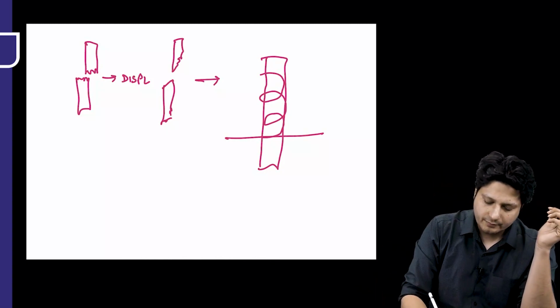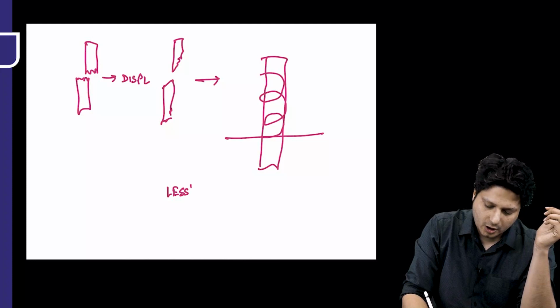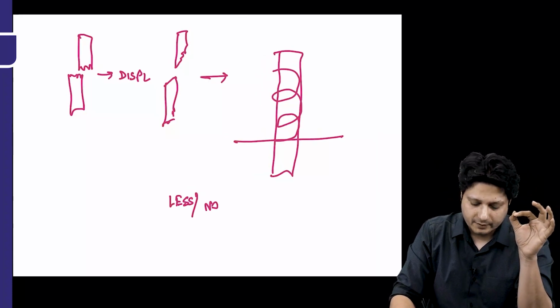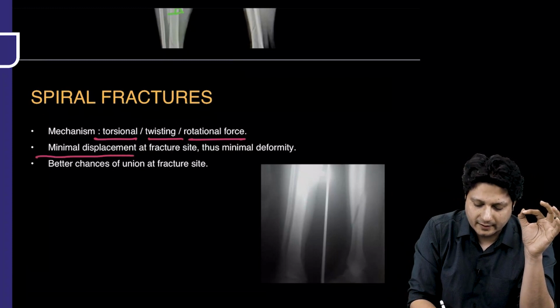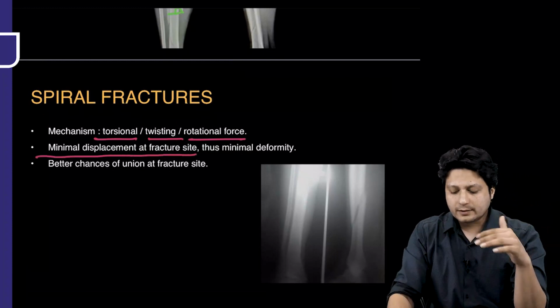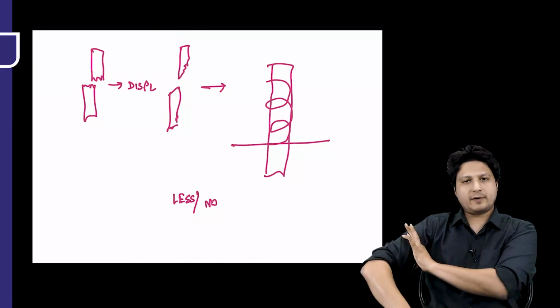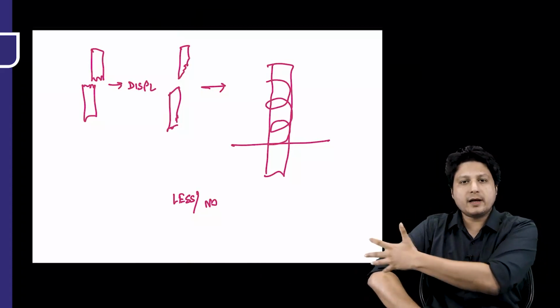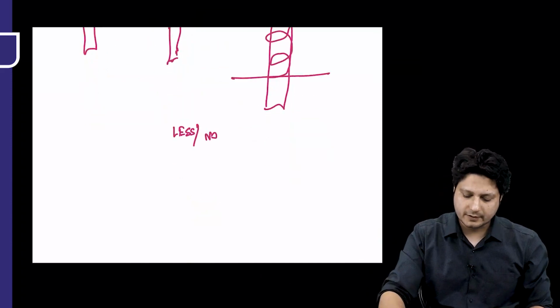All right. So there is either less or no displacement, and this is what exactly you have written, that there is a minimal displacement at the fracture site. Now, what will this displacement lead to? Imagine there is a fracture of the humerus in the mid 1/3 region and there is a displacement, then there will be an obvious deformity of the limb. This is how the limb will appear.